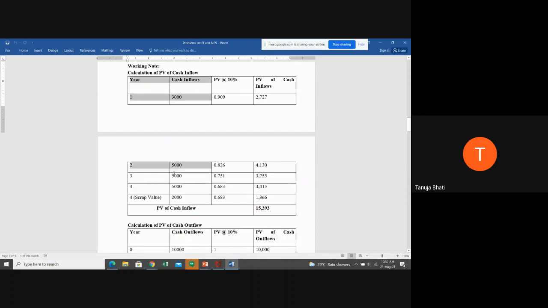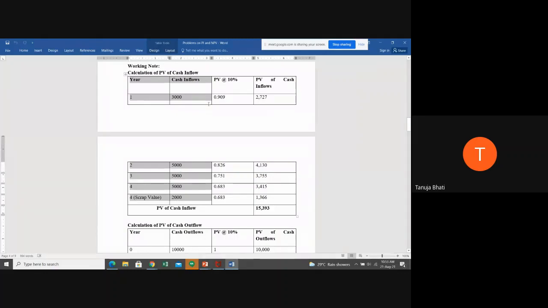So is this part clear to everyone? All you need to identify is whether that particular value is inflow or outflow. If it is inflow, put it in the calculation of PV of cash inflow. If it is outflow, put it in the calculation of PV of cash outflow. Now up to here, is it clear? Yes, ma'am.